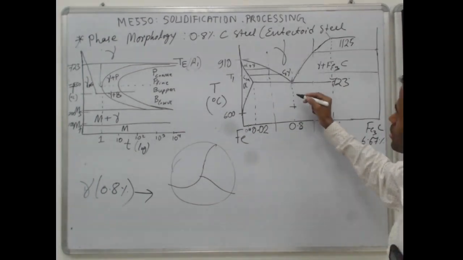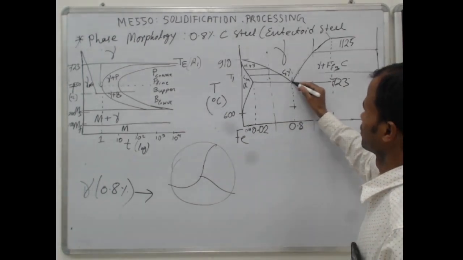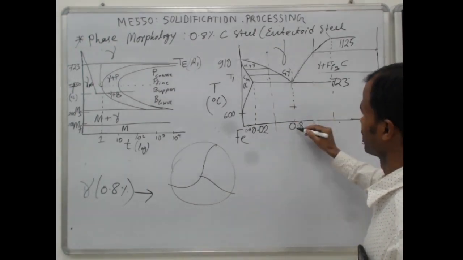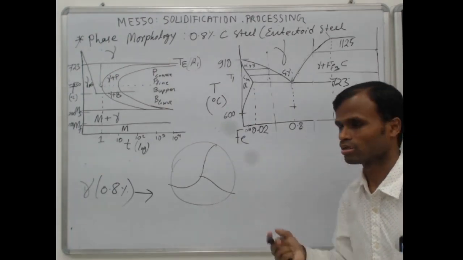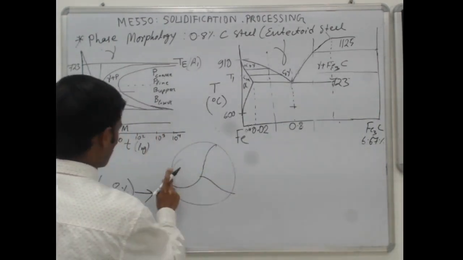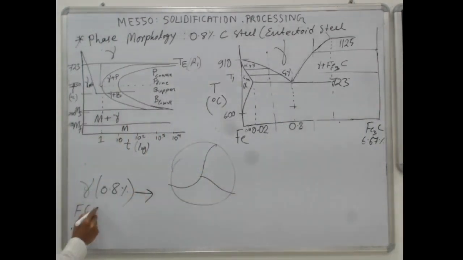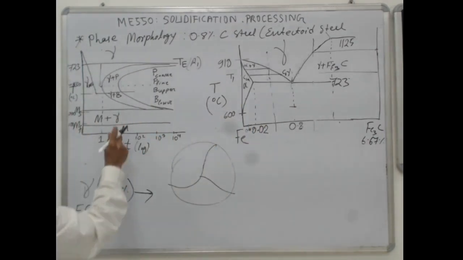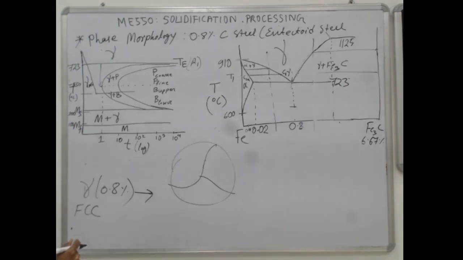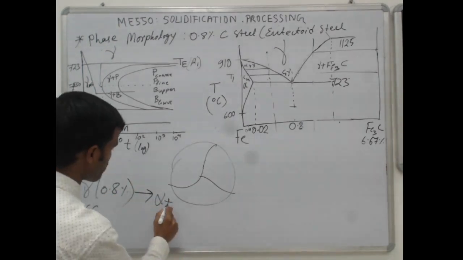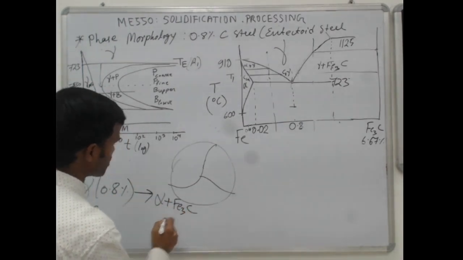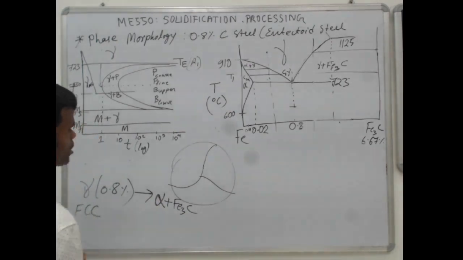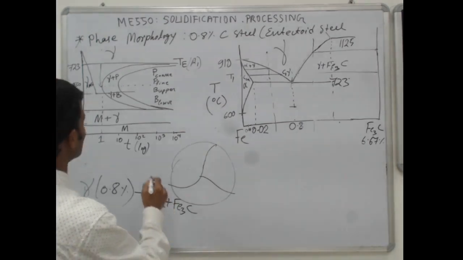So how much carbon can the austenite have? It is generally very little. So what will it become? Austenite has an FCC structure, and when you get this bainitic structure, bainite is a combination of alpha plus Fe3C. Only the morphology is different.